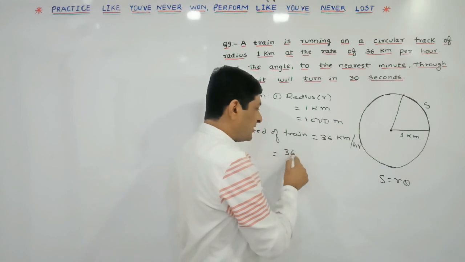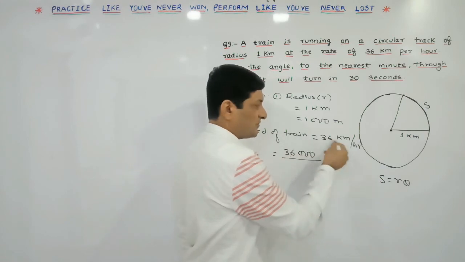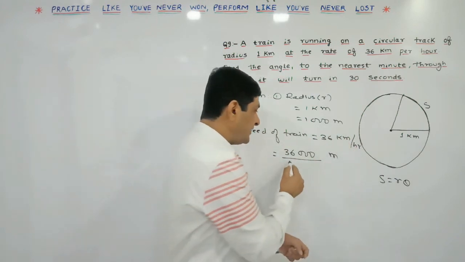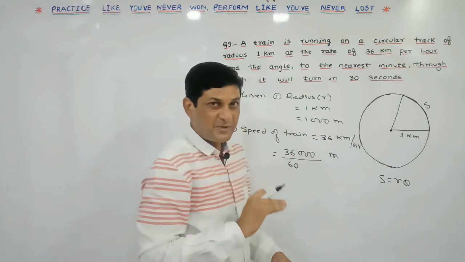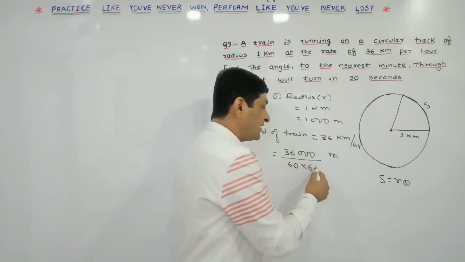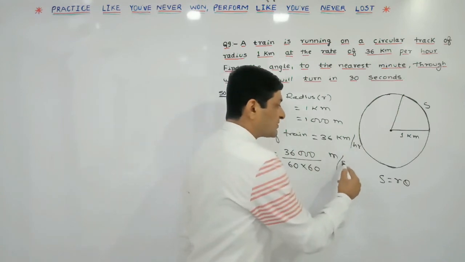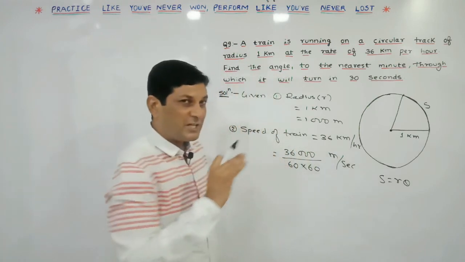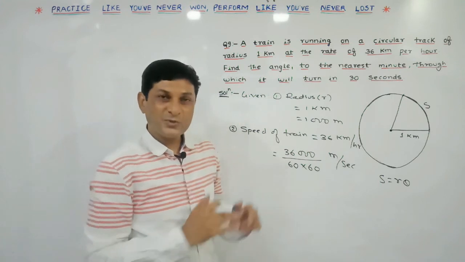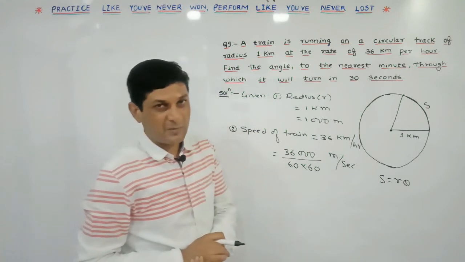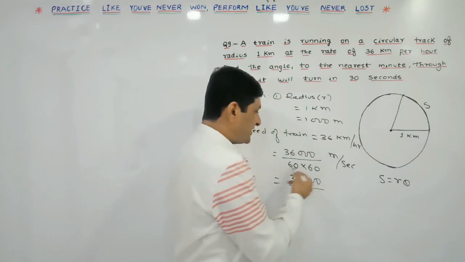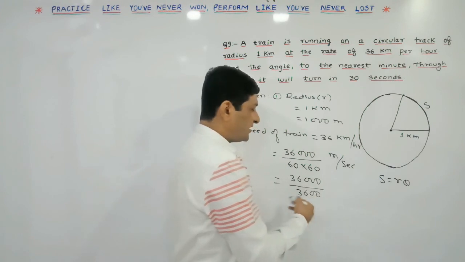First, to convert this kilometer into meter, I am multiplying by 1000. If I multiply by 1000, kilometer will become meter. Now to convert hour into minute, we are dividing by 60. If I divide by 60, hour will get converted into minute. Again, if I divide by 60, then minute will get converted into second. So this will be the speed of train. This many meters will be the speed of train per second. Getting it? So just simply we are converting speed in terms of seconds. So in the numerator 36,000, keep it as it is, and here 60 into 60 will be equal to 3,600.